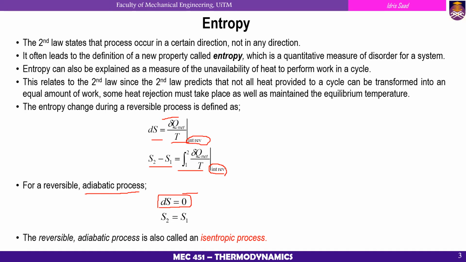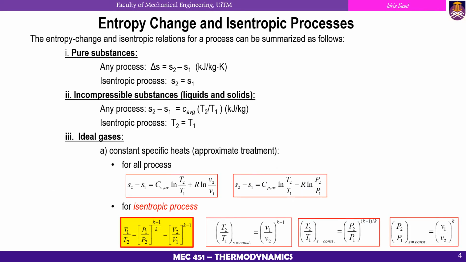Or we can say that in an adiabatic system, since the change of entropy is equal to 0, then the final entropy must equal the initial entropy. So that's why the reversible adiabatic process is also called the isentropic process. The entropy change and isentropic relationship for a process can be summarized as follows.